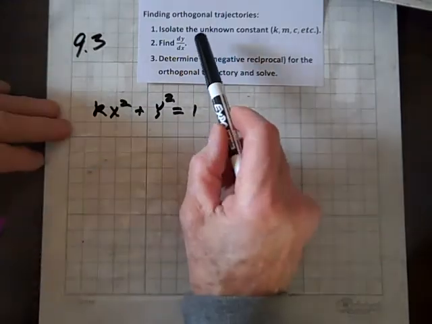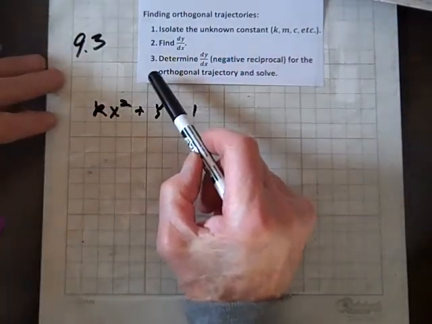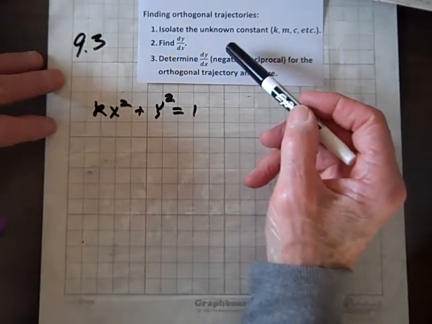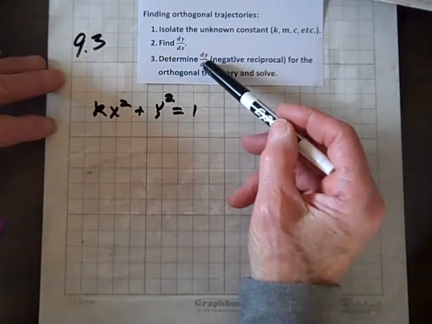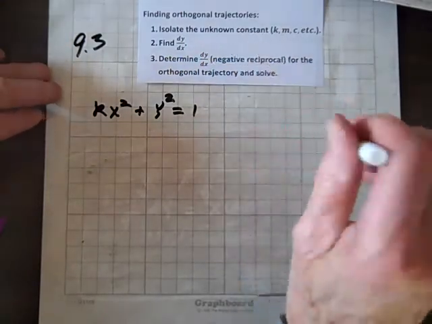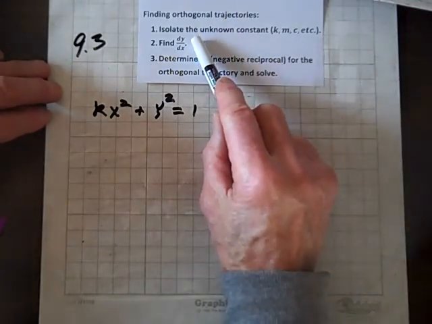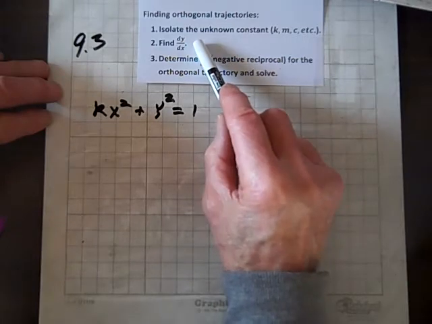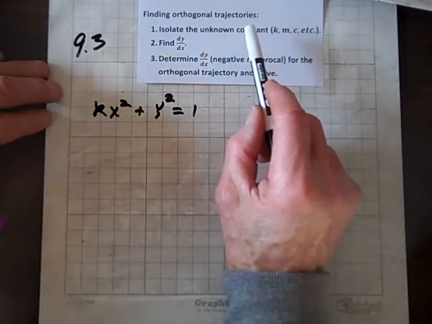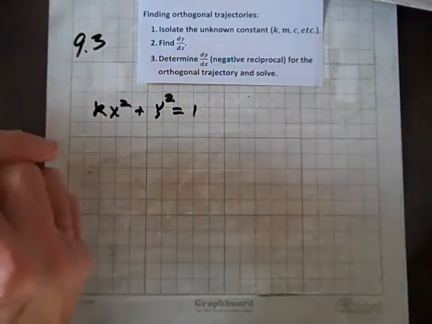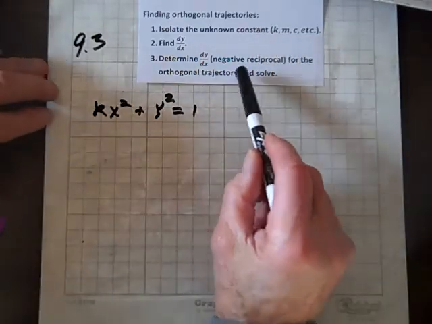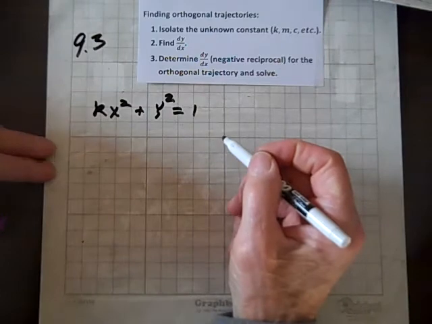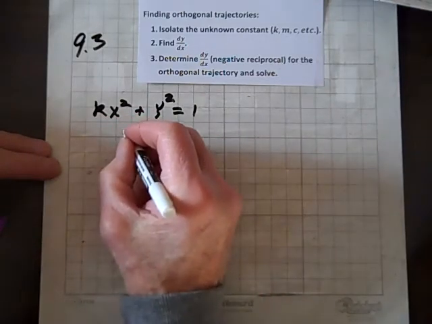Once that's done, we're going to find dy/dx, or y prime, relative to that equation. And then we're going to build the dy/dx for the orthogonal trajectory. In other words, we're going to take whatever we came up with in step 2 and replace it with its negative reciprocal. And then do what needs to be done in order to construct the orthogonal trajectory, or as I said, solve for the orthogonal trajectory.